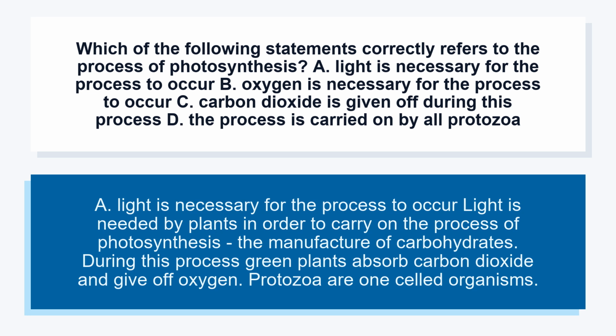Light is needed by plants in order to carry on the process of photosynthesis, the manufacture of carbohydrates. During this process, green plants absorb carbon dioxide and give off oxygen. Protozoa are one-celled organisms.